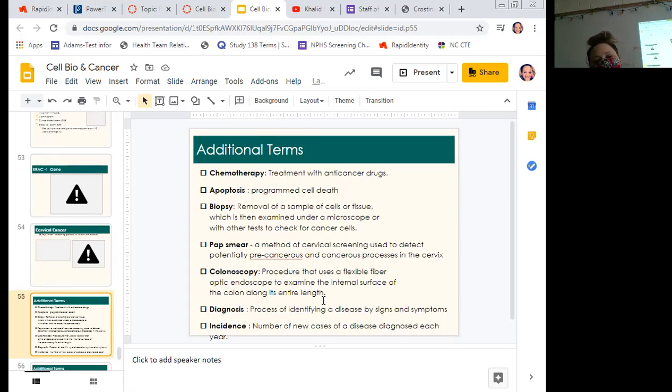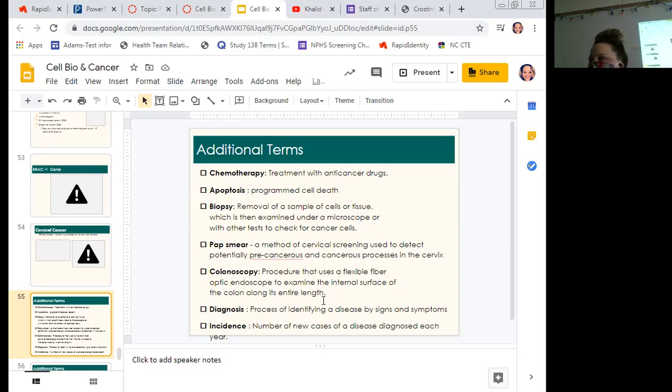So there are some additional terms here that you need to know that we have talked about. Chemotherapy is drugs. Apoptosis is what? Self-destruction, because it says I'm old and I'm tired and I ain't working no more, okay? Biopsy, what is a biopsy? I have a tumor, okay? I go in and I puncture it and I take a piece out. And you get it tested. That's a biopsy, okay? Pap smear tests for what? Cervical cancer. A colonoscopy would test for colon cancer, okay?